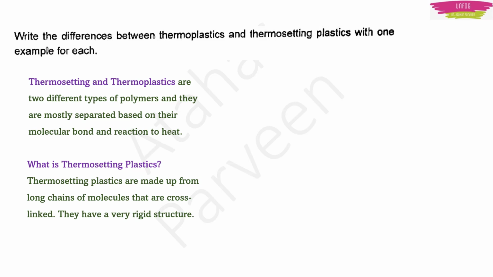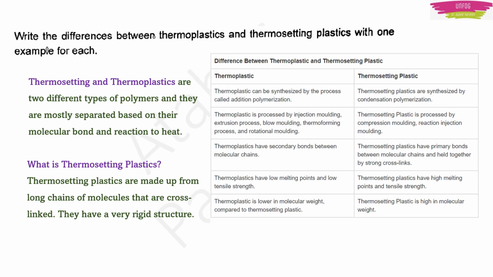Okay. Thermosetting plastics are made from long chains of molecules that are cross-linked to each other. They have a very rigid structure. Now when we talk about the difference between thermoplastic and thermosetting plastic, thermoplastic can be synthesized by the process of polymerization, basically addition polymerization. Whereas thermosetting plastic is synthesized by condensation polymerization.